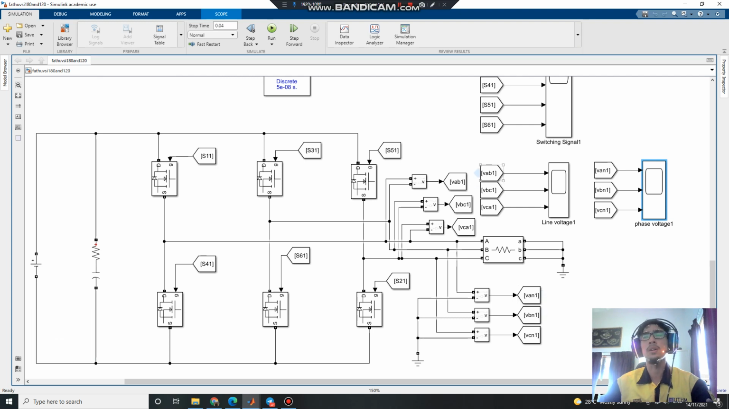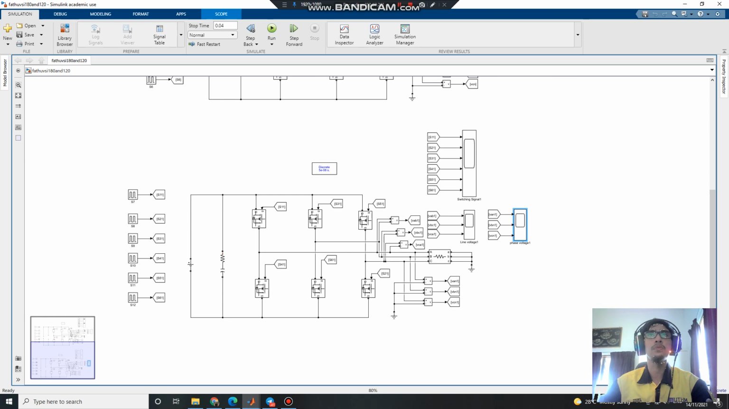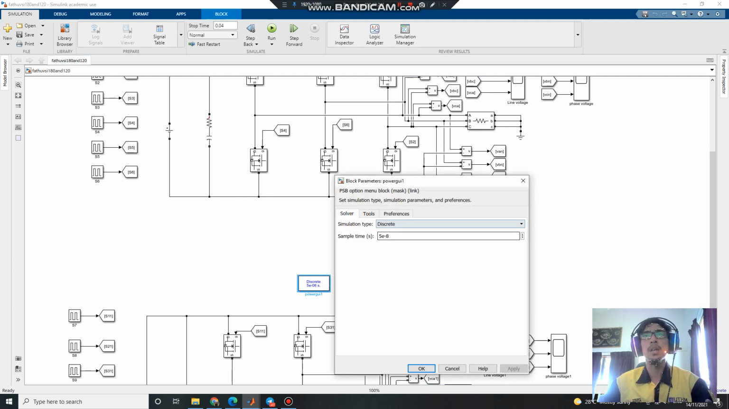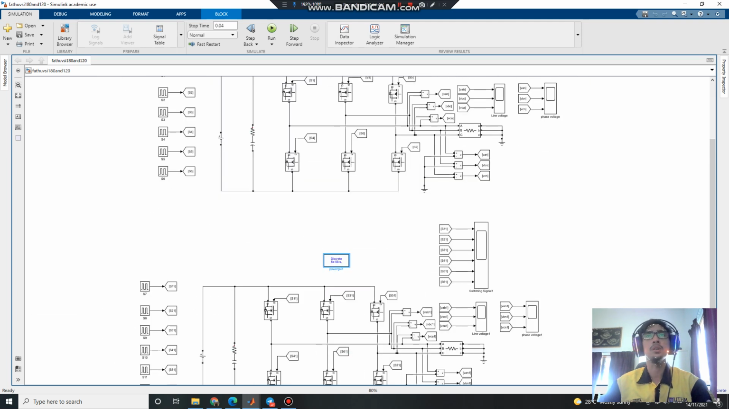We add labeling 1 and the next labeling to differ from the 180 degree conduction mode. For the sample time, we set the simulation type to discrete, and the sample time is pi exponent -8. That's done for the waveforms of the 180 conduction mode and 120 conduction mode.